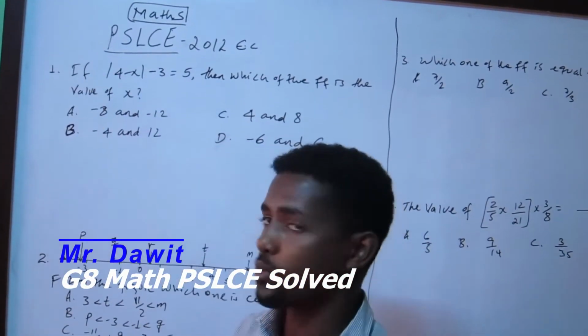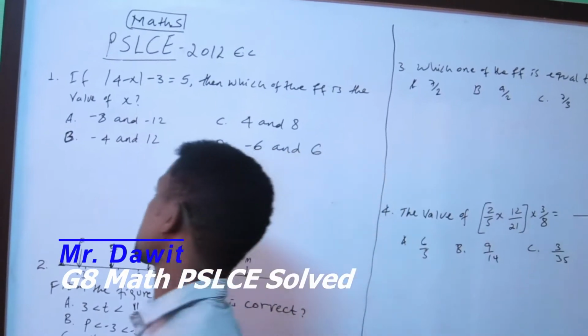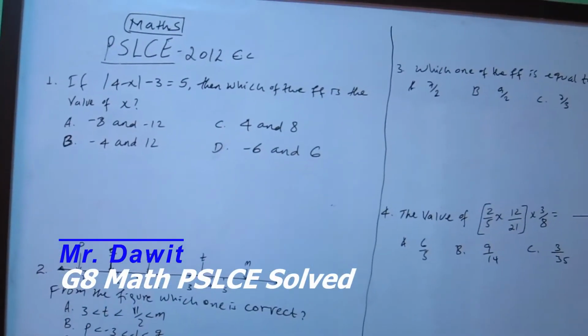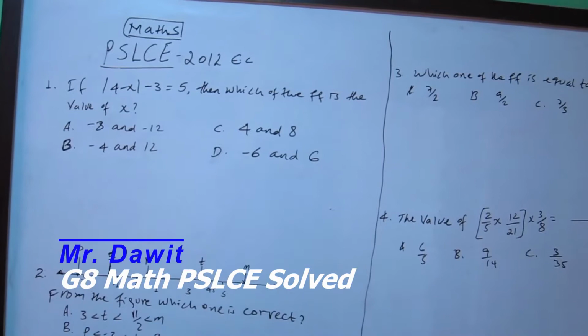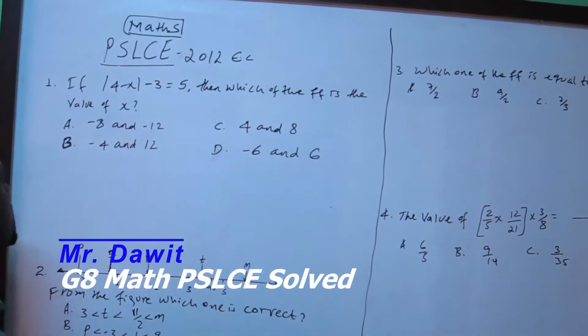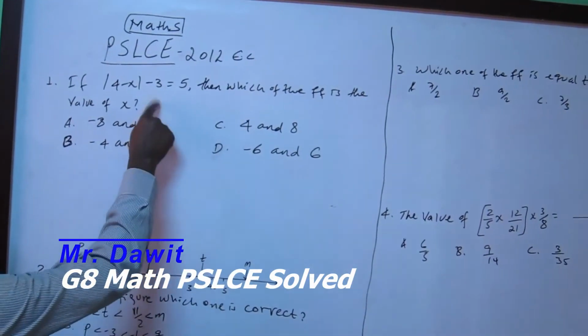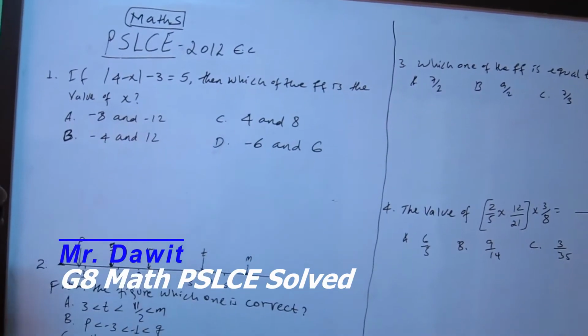So let's start from question number 1. It says, if the absolute value of 4 minus x minus 3 is equal to 5, then which of the following is the value of x? Before, let me define what absolute value means.